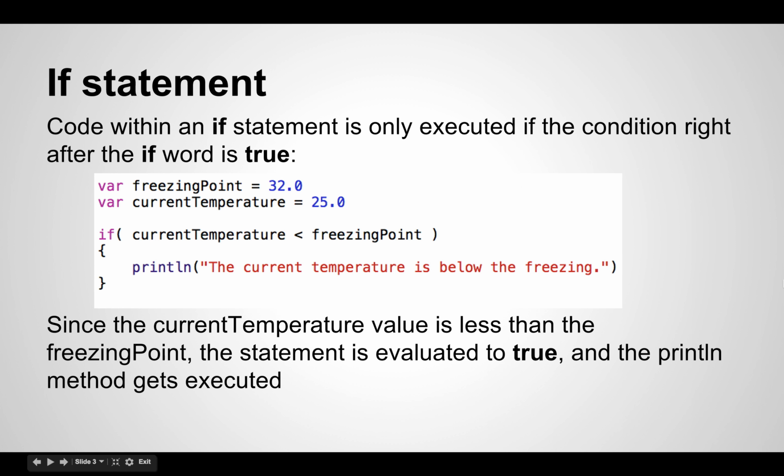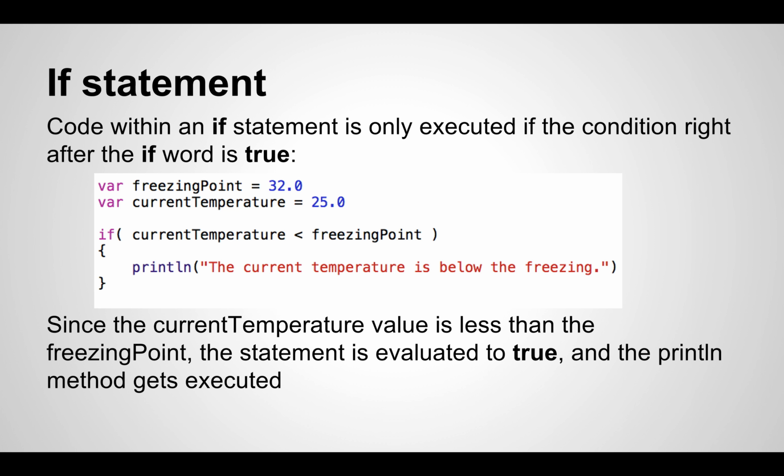The first one is the if statement. That's probably the major one. And actually, you can probably do any code with if statements. Now, it might not be the most efficient way all the time, but the if statement is definitely the major one. So, code within an if statement is only executed if the condition right after the if word is true. Okay? So, there's going to be a condition statement right after the if sign.